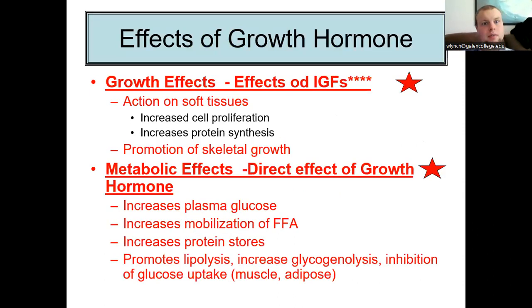The direct effects, right? We have metabolic effects that are the direct effect of growth hormone. It's going to increase plasma glucose, increase mobilization of fat, increase protein storage, promote lipolysis, increase glycogenolysis, inhibit glucose uptake in the muscle and adipose tissue. The effects of the IGFs, right, or the insulin-like growth factors, those are going to act on soft tissues. So we see an increase in cell proliferation and protein synthesis, as well as an increase in bone growth or osseous formation of the skeleton.